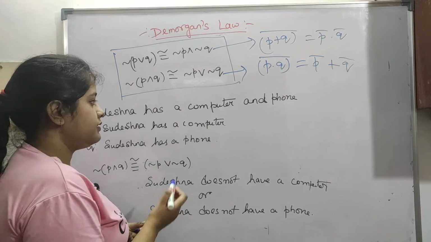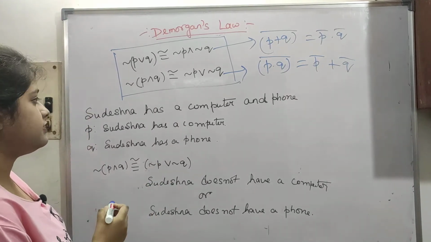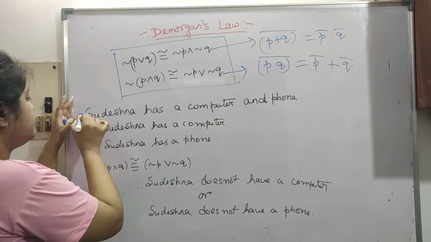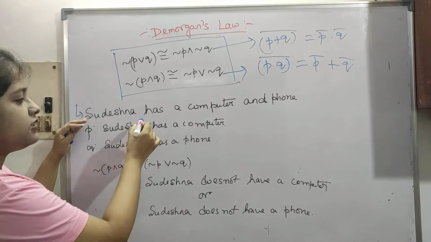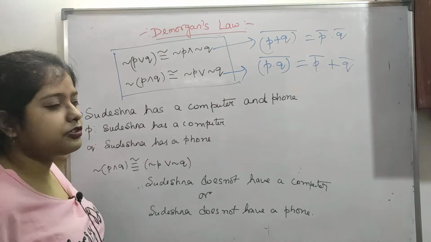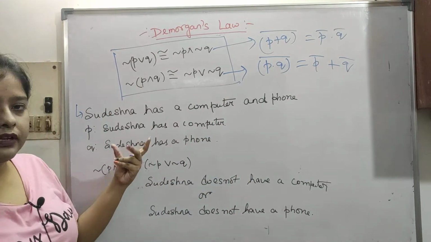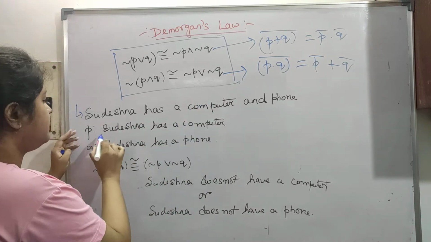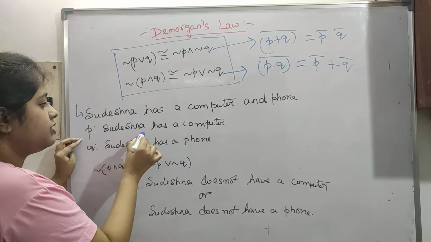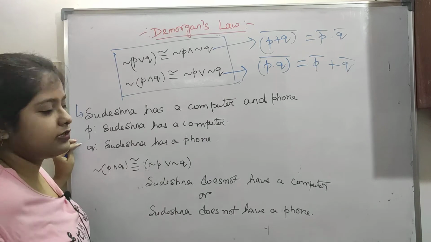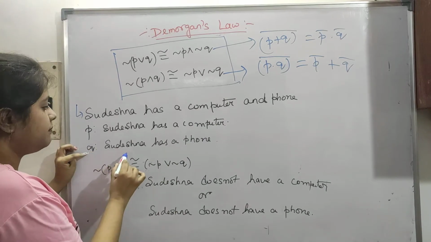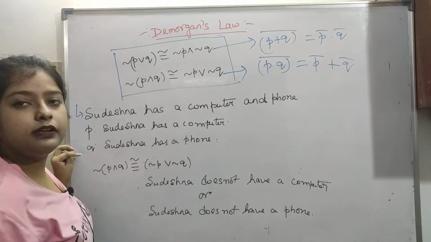Let's take an example. This is our first example. Let's say Sudeshna has a computer and a phone. This is our statement, and it can be broken down into two, as we have done. The first statement, P: Sudeshna has a computer. Then the Q statement: Sudeshna has a phone.